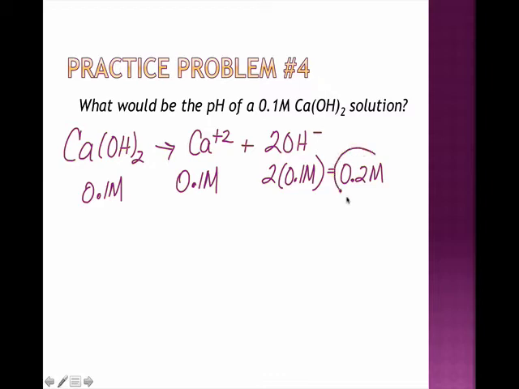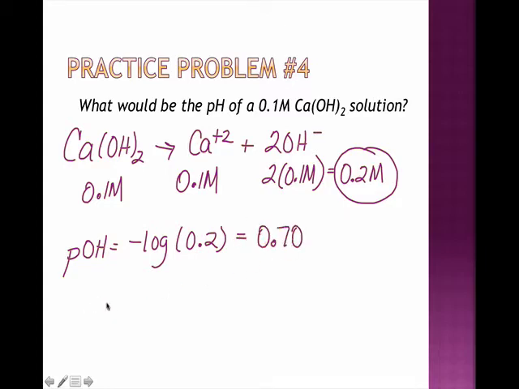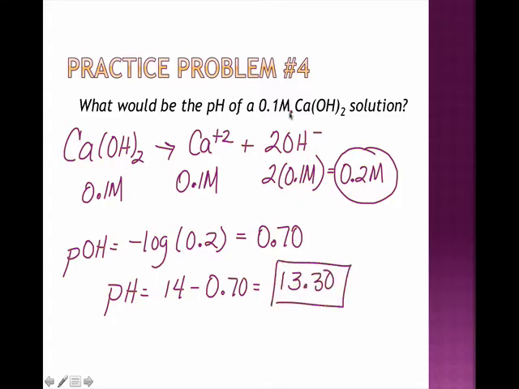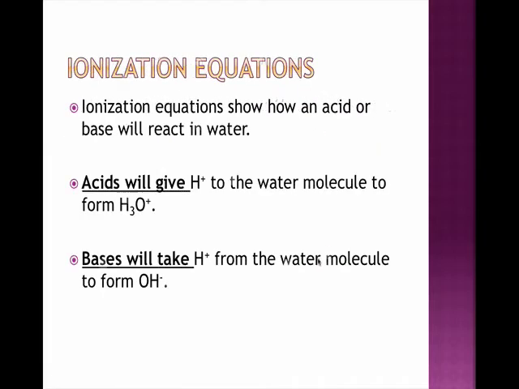And that's what I'm going to deal with now to find my pOH and then find my pH. So my pOH is going to be equal to negative log of the 0.2 molar. And when I run that through the calculator, we end up with 0.70. And then to find the pH, you're going to subtract from 14. So 14 minus 0.70, and that's going to give you 13.3. That is the pH of this 0.1 molar calcium hydroxide solution.